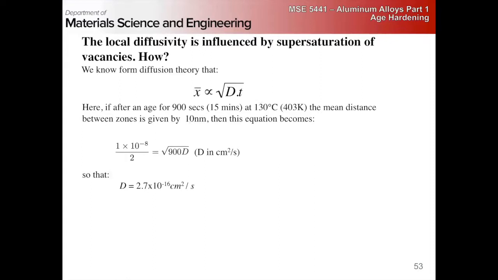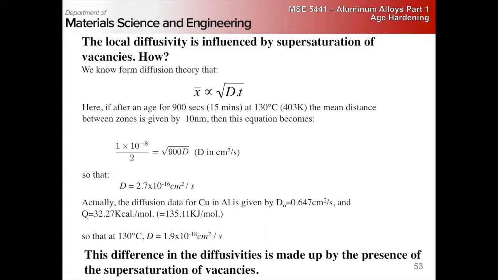If we look up the diffusion data in the table for copper in aluminum, it gives us a diffusivity of 10 to the minus 18 centimeters squared per second. So it's roughly 2 orders of magnitude improvement in the diffusivity, all because of this supersaturation of vacancies.